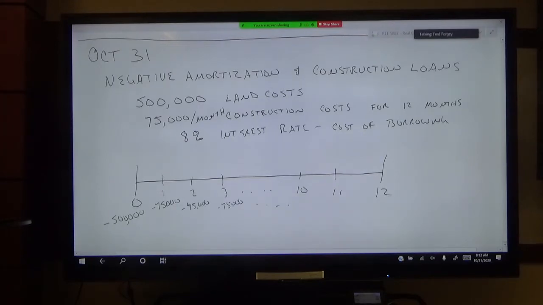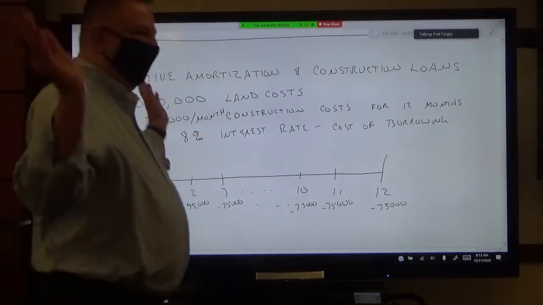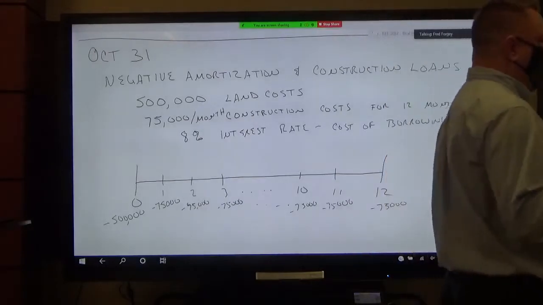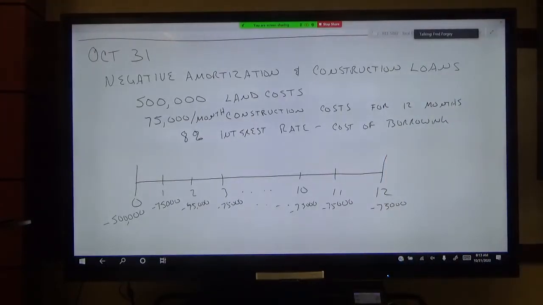And so forth, so on, all the way out. Even in the last month, we have our final payout at the end of the 12th month. Okay, so in this example, we don't have any cash inflows. We're not receiving any money during this time, okay? This is all outgoings.